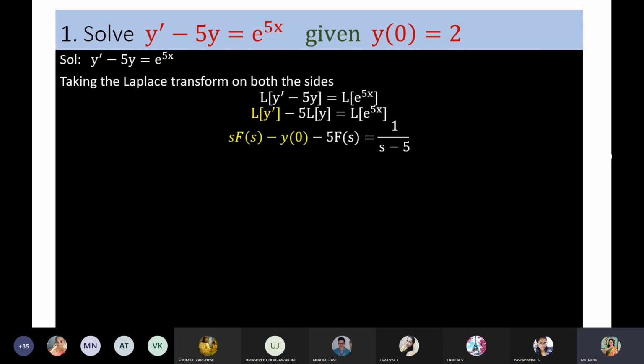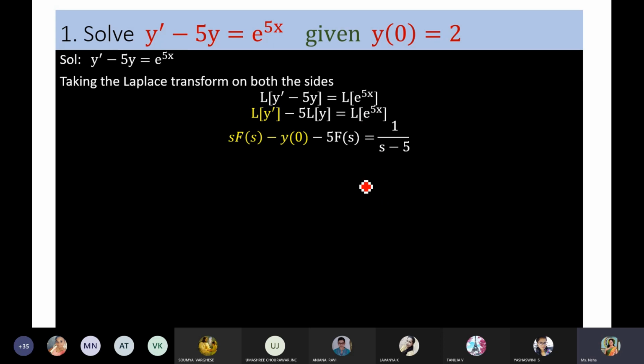Now we will substitute it. I'm writing L of y dash in blue so that you can understand this formula only I have applied here. L of y dash is s F of s minus y of 0, minus 5 L of y, which is F of s, is equal to the Laplace transformation of e to the power 5x, which is 1 divided by s minus 5. So in this step, all the capital L will go and the formulas will come.